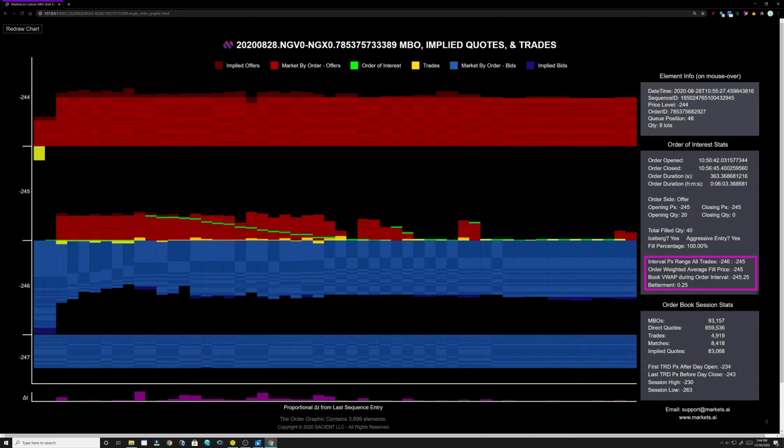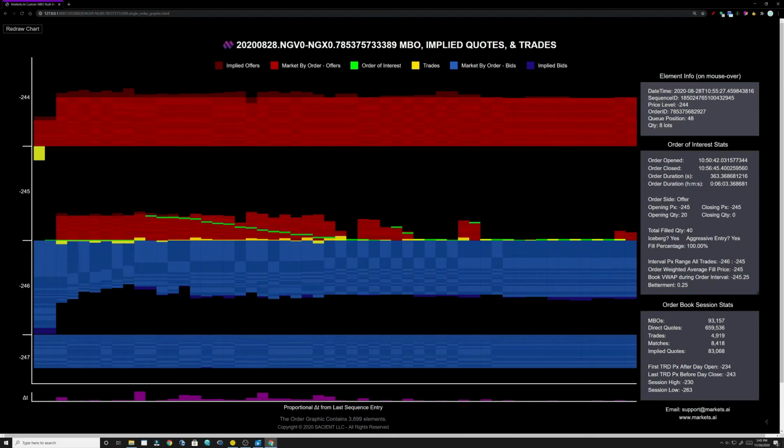I would say that anytime you have an aggressive order like this, as a means of entering an order book, you should probably deduct about a tick from this betterment number. This order has some problems. I'll show you why. First is the aggressive entry onto the book. Second is it's an iceberg. So let's use our element info to investigate this a little bit.